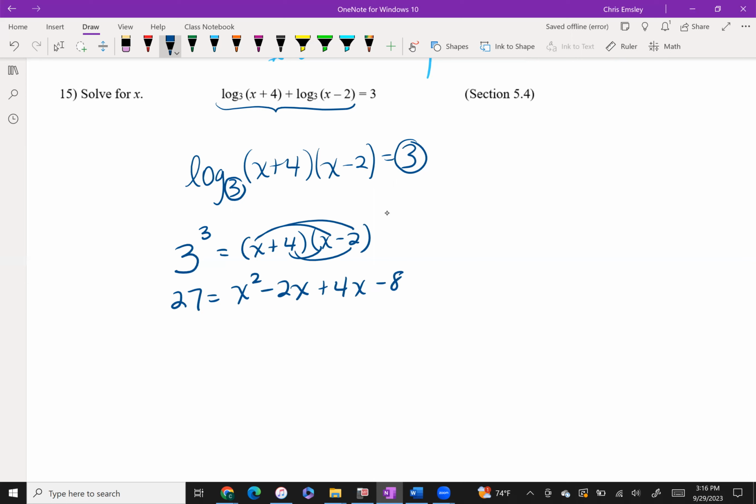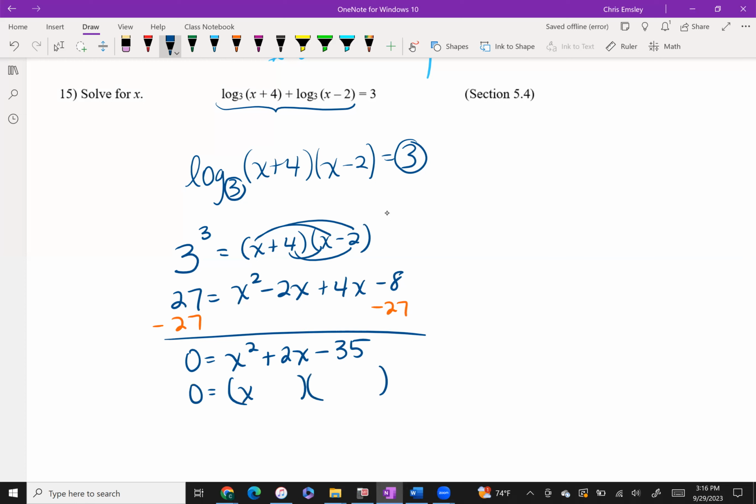This is now a quadratic equation, so we need one side to be 0 before we can solve it. So we get 0 equals x squared. Combine those two like terms, that's a plus 2x. And negative 8 minus 27 is negative 35. So we can either factor or use the quadratic formula. I'm going to go ahead and factor here. 35 is 5 times 7. To get a positive 2, I would need a plus 7 and a minus 5. So I get two answers. Either x is equal to 5 or x is equal to negative 7.